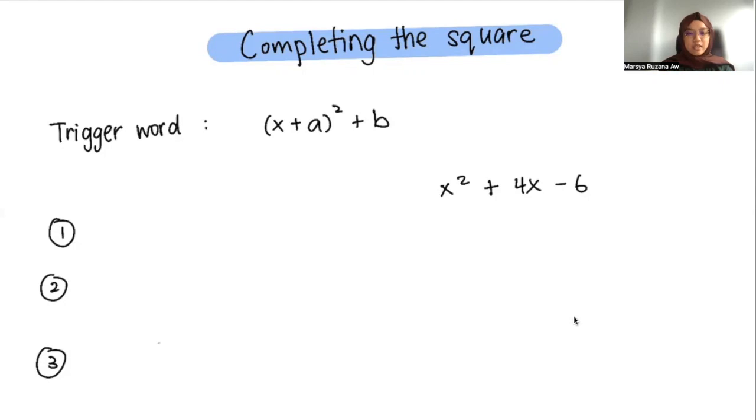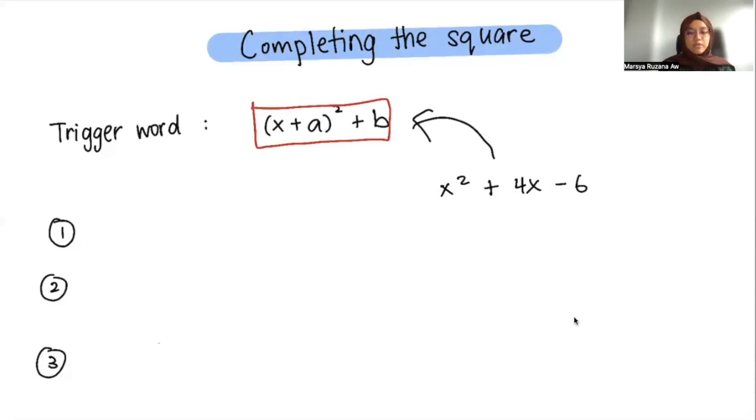Whenever you see this, (x + a)² + b, they might not even use the words complete the square. They might just tell you to change the quadratic term into this form, and you must know that they are asking you to complete the square. So number one, please ensure that you're able to identify this trigger word or this trigger equation.